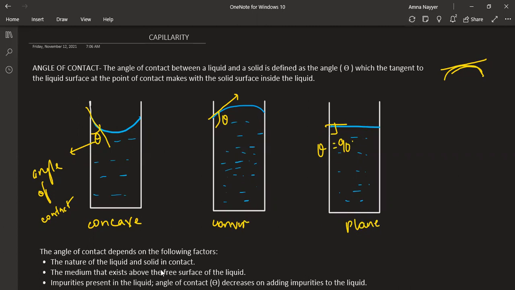Angle of contact will depend on three factors. One, the nature of the liquid and the solid in contact, meaning whatever is the nature of the liquid present inside and the container. Then the medium that exists above the free surface of the liquid. It means this is your container, this is the liquid, and this free space is the medium. And it is inversely proportional to impurities. It means if you keep on adding impurities in the liquid, the angle will keep on decreasing. This is what is meant by angle of contact.